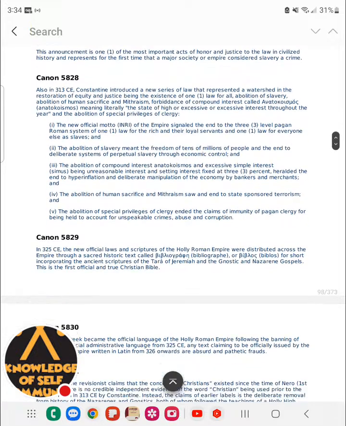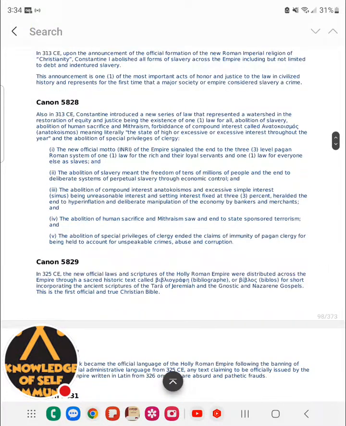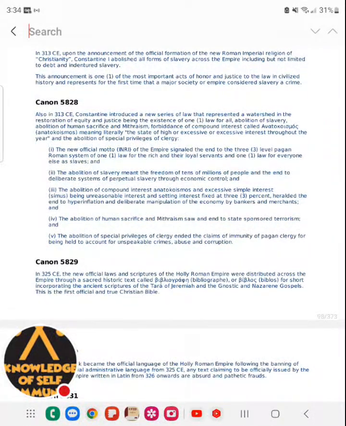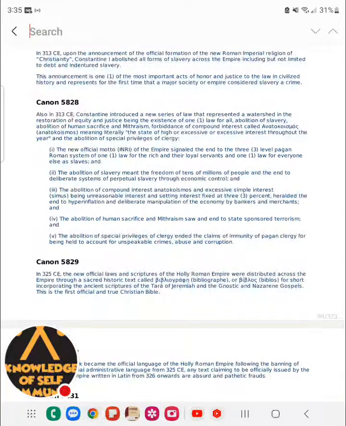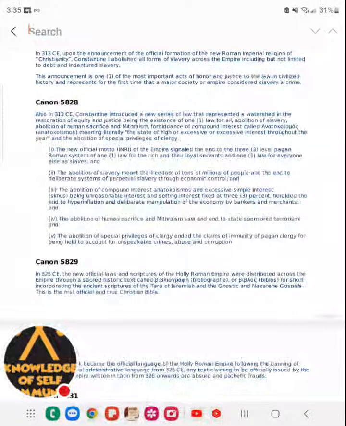Pardon the lower self, that lower self English tongue. A canon 2:8. Also in 313 CE, Constantine introduced a new series of law that represented a watershed in the restoration of equity and justice. One law for all. And this would include abolition of slavery.